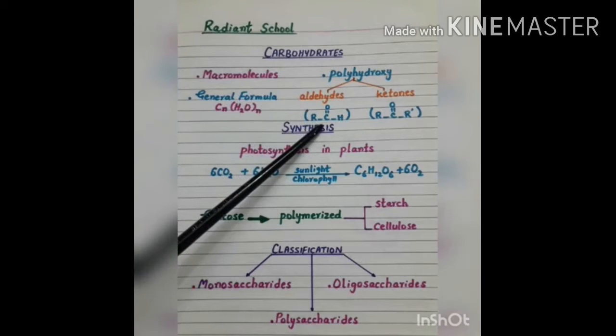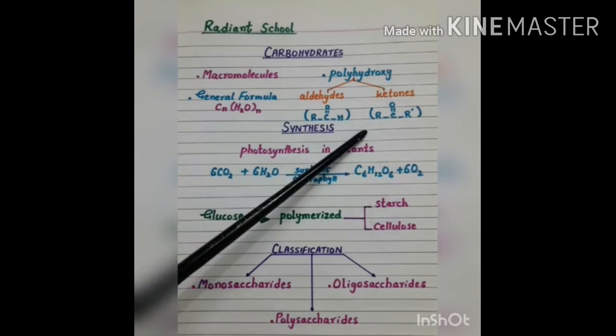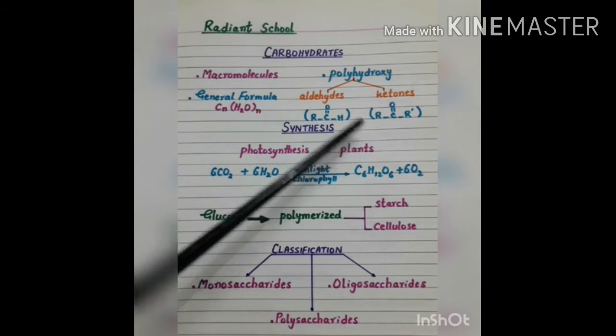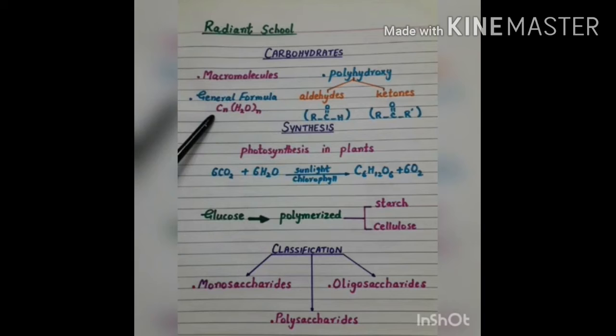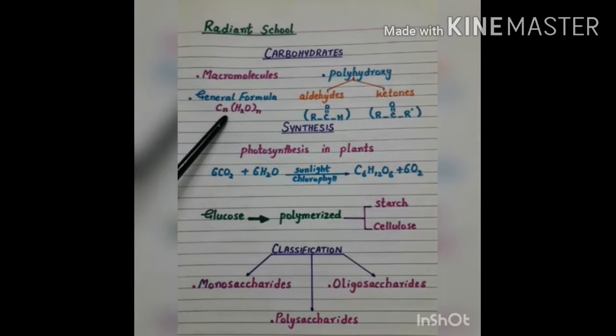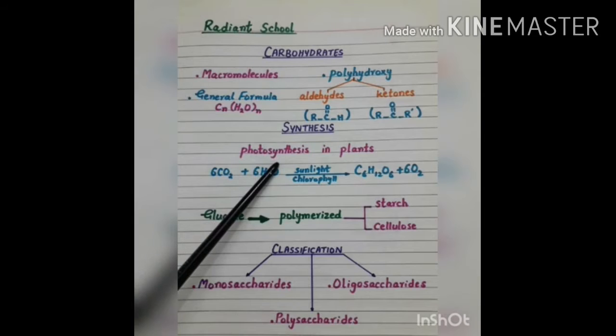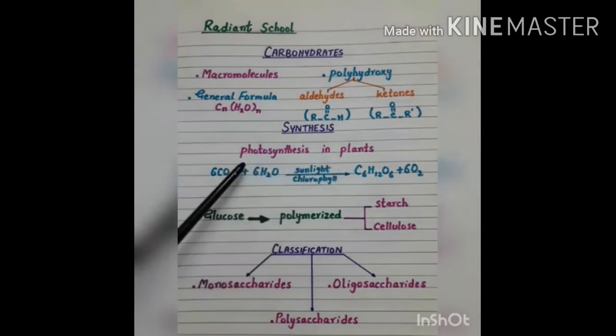Here is the general formula for aldehydes and ketones which you have studied previously in chapter number 11 in functional group. Now the general formula of carbohydrates is Cn(H2O)n. This n number varies for different carbohydrates. Now how are these carbohydrates synthesized? They are synthesized by a process of photosynthesis in plants.